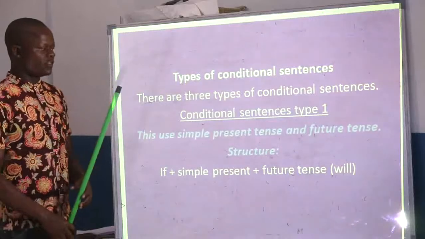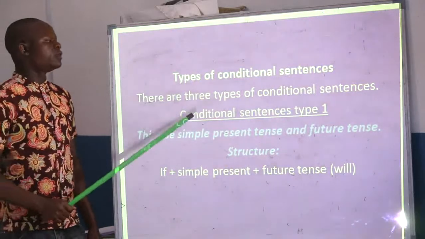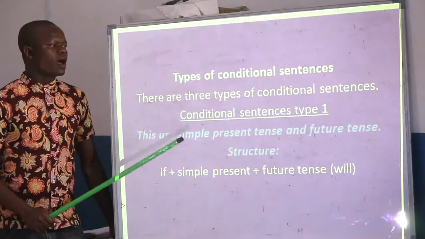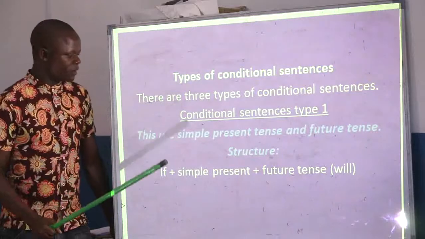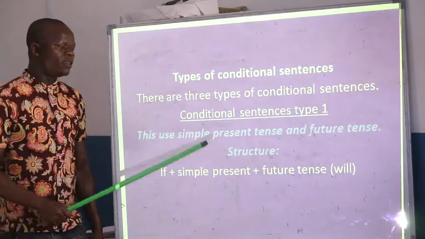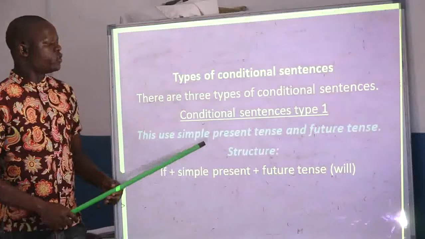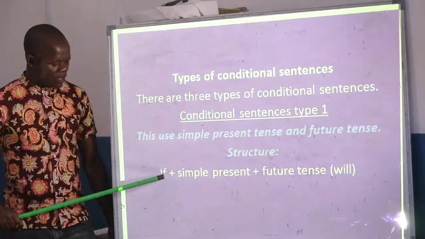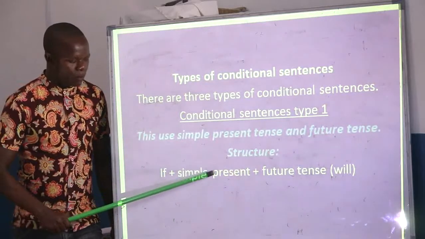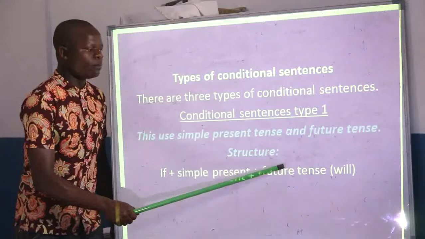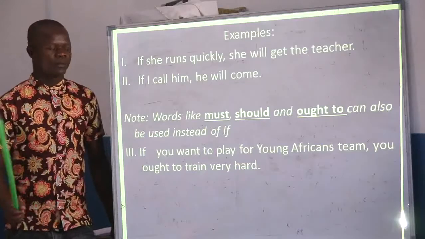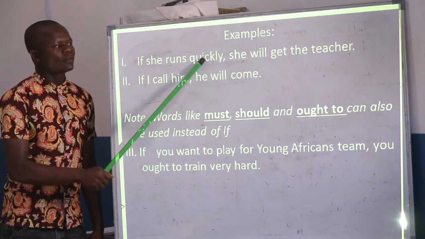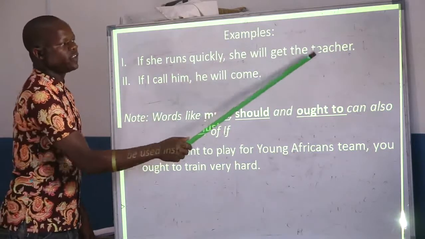Types of conditional sentences. There are basically three types of conditional sentences. Number one, conditional sentence type 1. In the conditional sentence type 1, we use present tense and future tense. As you can see the structure, if plus simple present tense plus future tense, or in brackets, will. For example, if she runs quickly, comma, she will get the teacher.